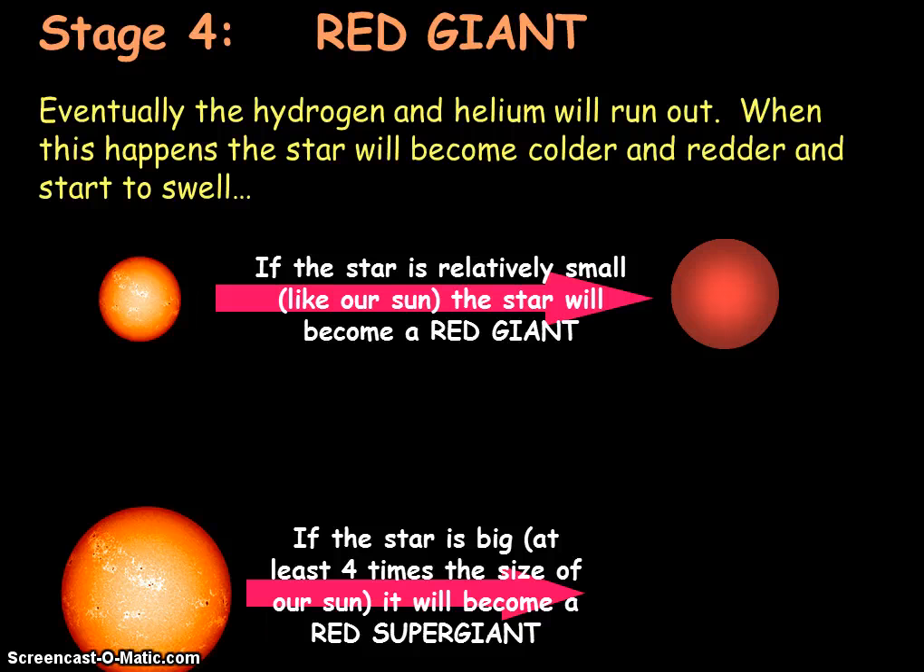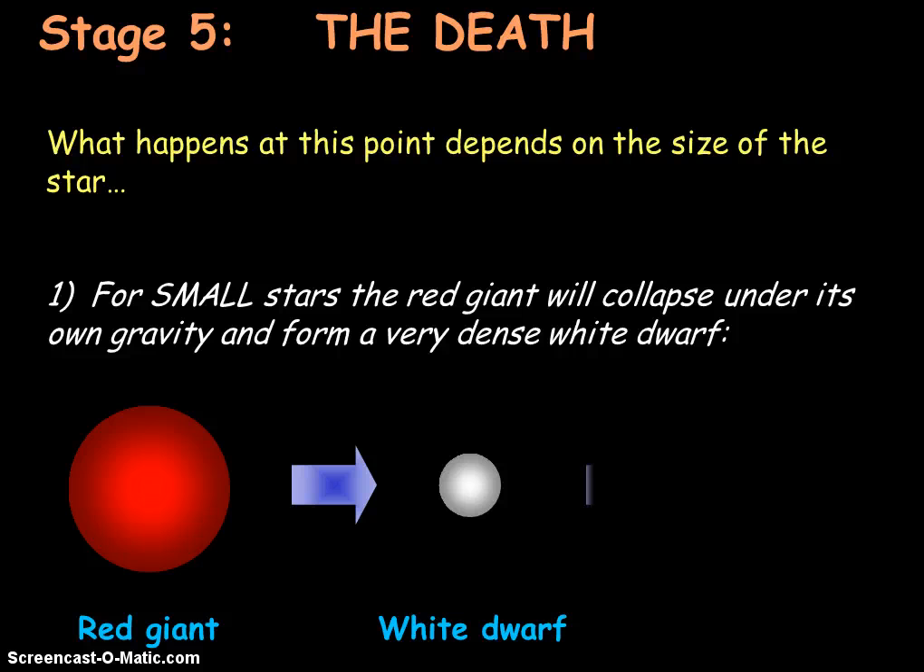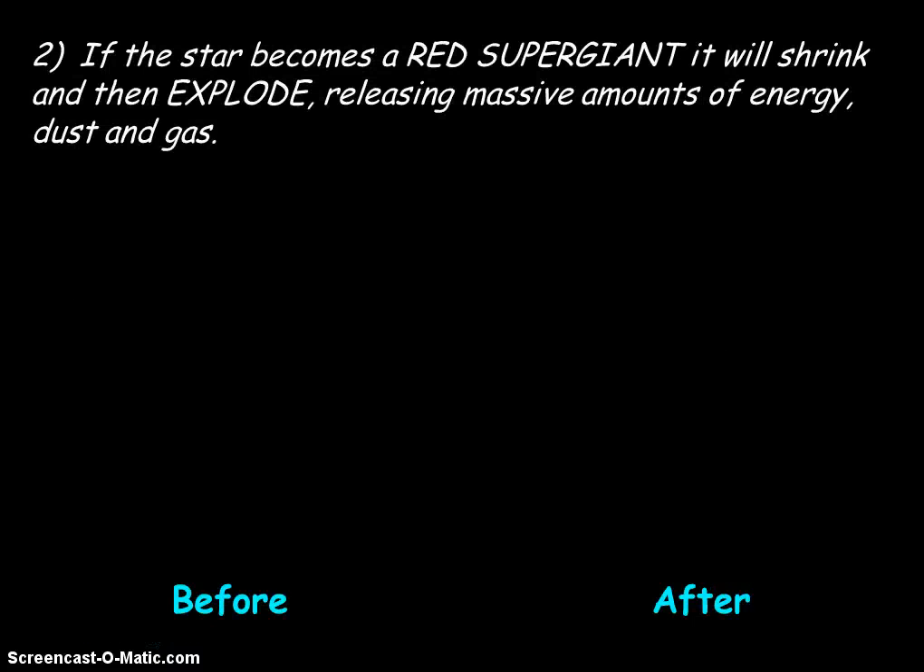Now, if we've got a larger star than our sun, they have much more dramatic lives. They too eventually expand and cool, but they grow much bigger and they turn into super red giants. The star then explodes in a gigantic explosion called a supernova. So we can see for the small stars, they go down into a white dwarf, and then they'll basically burn out into a black dwarf. But with the red supergiants, they will shrink and then explode. It's because they get so heavy on themselves, they actually implode and then explode, releasing massive amounts of energy, dust and gas.